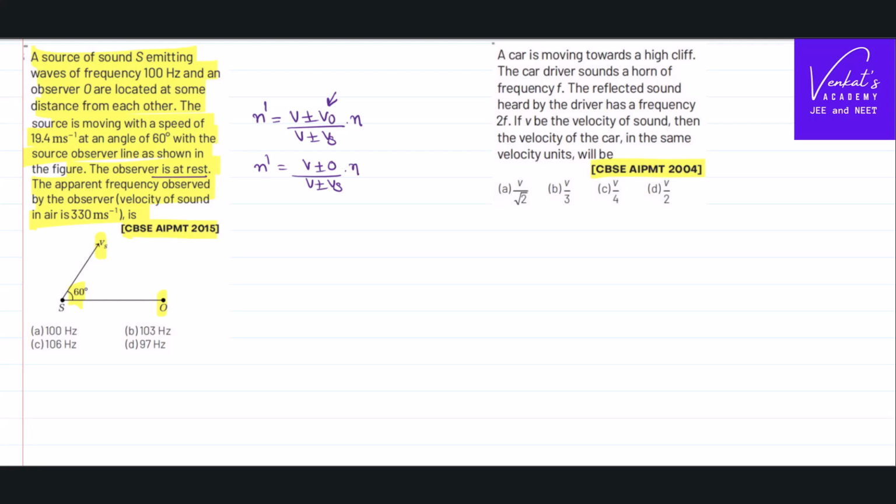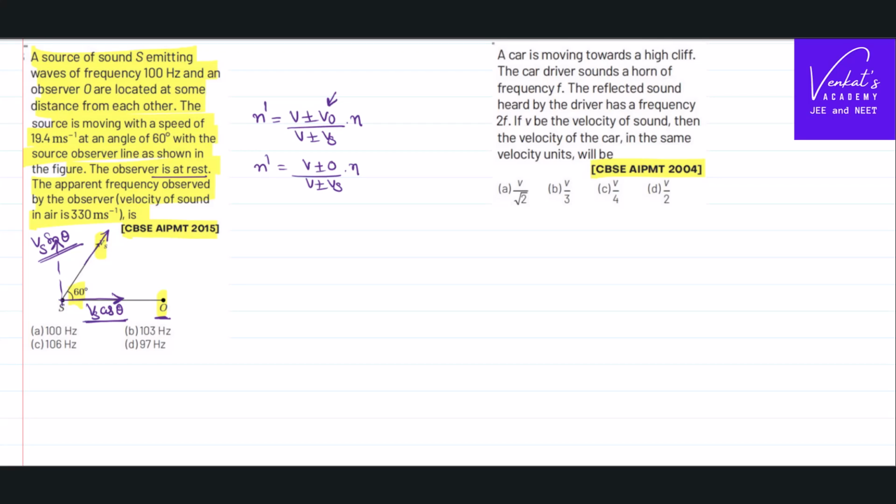Now, the question is whether to use V plus or V minus. If you look, the source is moving at an angle to the observer. So the entire velocity of the sound source is not towards the observer, and it can be resolved into components. This becomes the adjacent component Vs cos theta, and this becomes Vs sin theta. This Vs sin theta has no relative motion towards the observer because it goes in a perpendicular direction. So only Vs cos theta has to be taken into consideration, and that is approaching the observer.